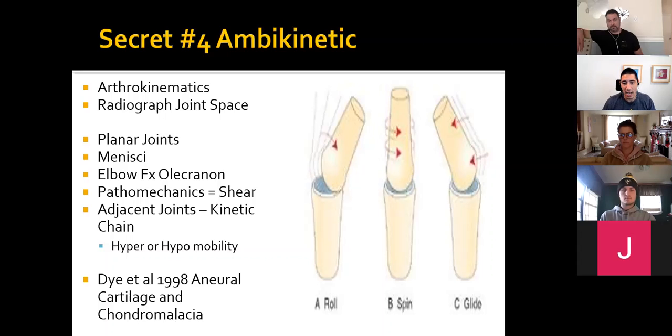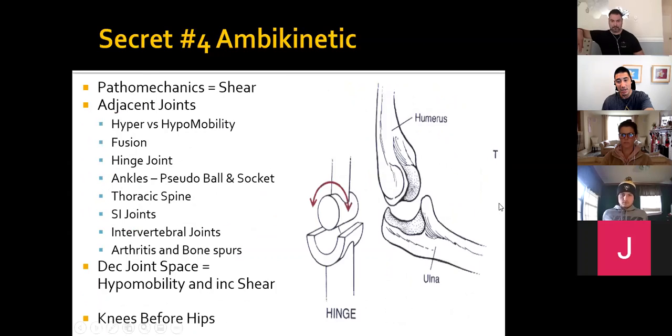So that's also one of the reasons why in the elbow we see a fracture of the olecranon, which is your funny bone, the sharp angular part of your elbow, which you guys will have to look up. Actually, I think I have it on maybe the slide before. No, in this next slide, right? This part here is the olecranon of the elbow, right?